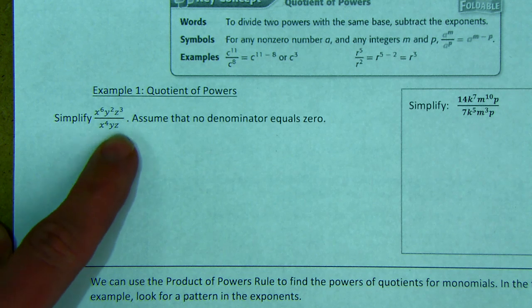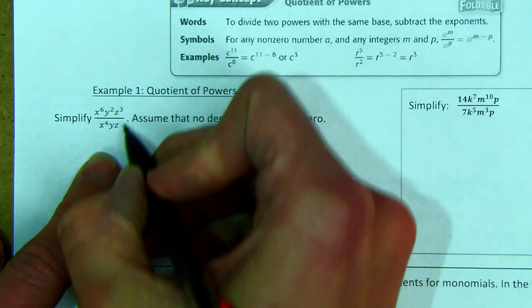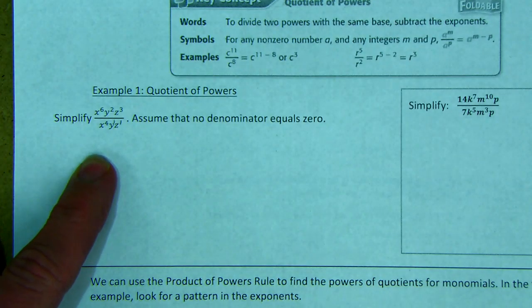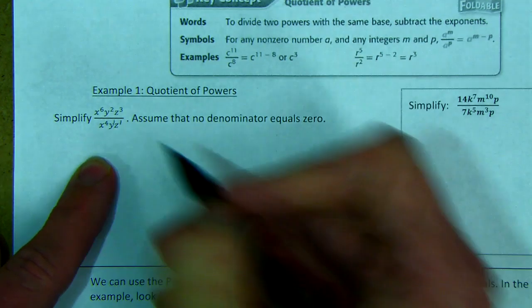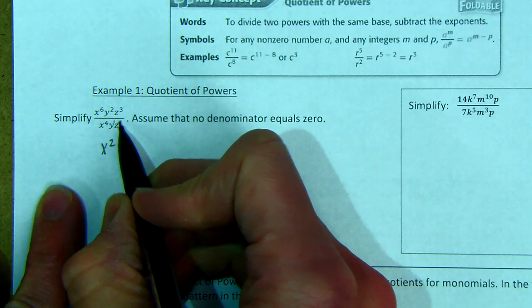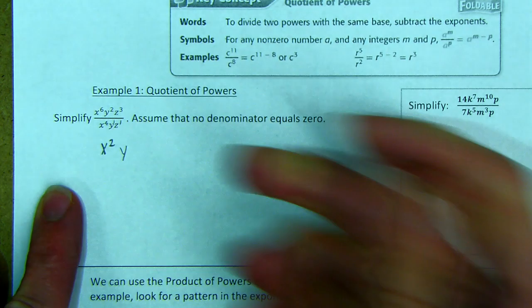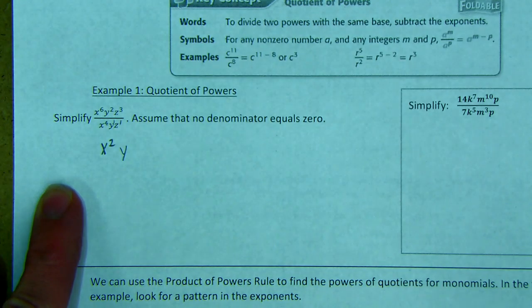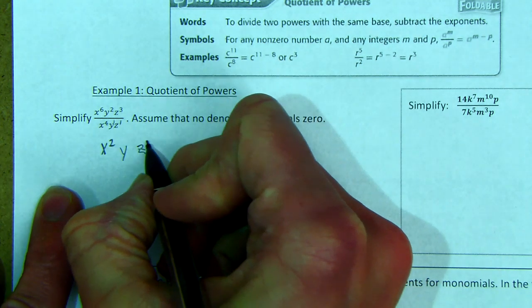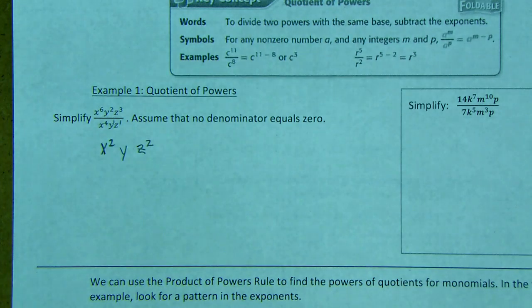All right, so we have the x's, the y's, and the z's. Now remember, when there's nothing listed, that's an exponent of 1. So for the x's, 6 take away 4 is 2, so x to the 2nd. Y, 2 take away 1 is 1. Now I don't have to put a 1 there. If you did, it would be fine, but you definitely do not have to. And then z to the 3rd and z to the 1st, 3 minus 1 is 2, so z squared, and that's your answer.